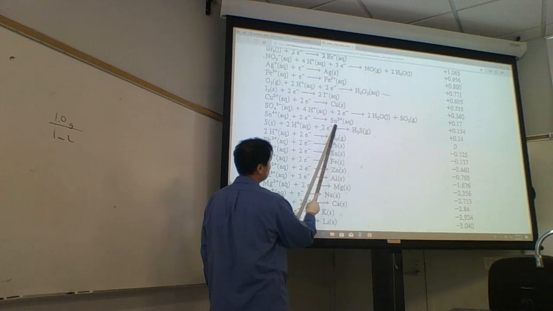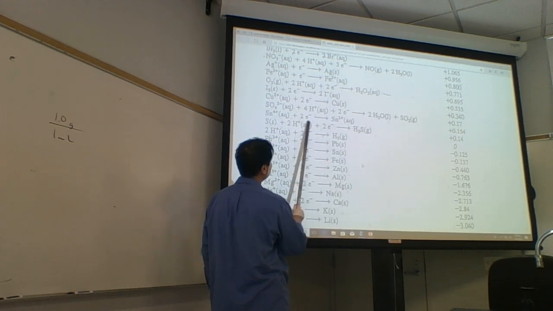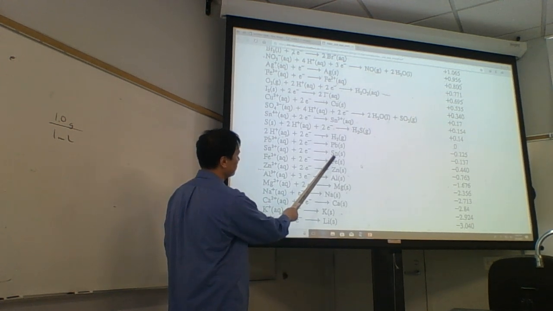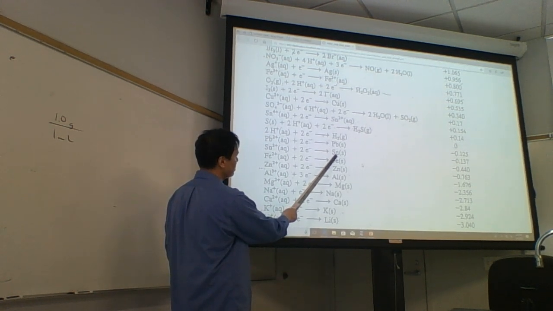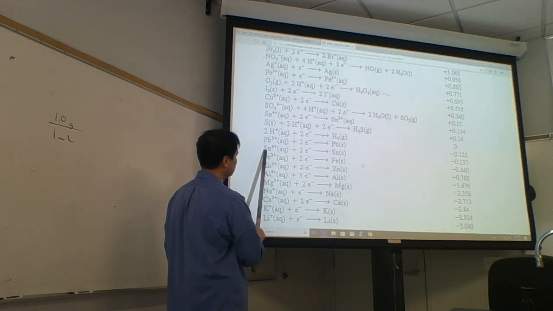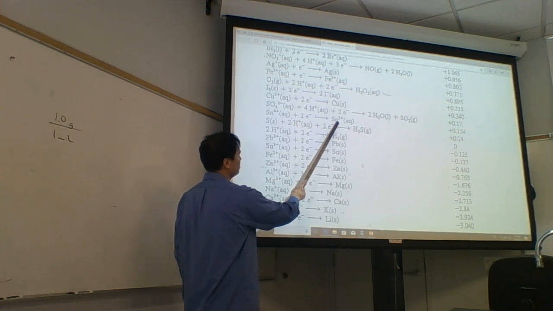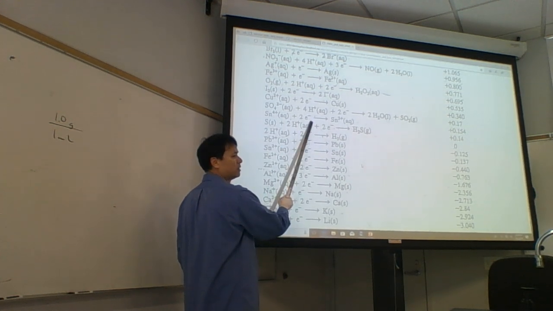What's this? Tin 2 can go to tin 4 by losing 2 electrons. So this is what happens to tin. Tin's a 2-step. Tin first goes from tin 0 to tin 2, in the process of losing 2 electrons. And then subsequently, the tin 2 can go to tin 4 by losing another 2 electrons.